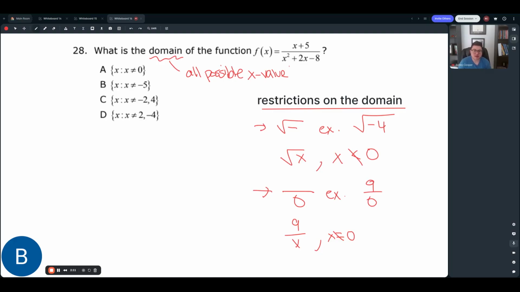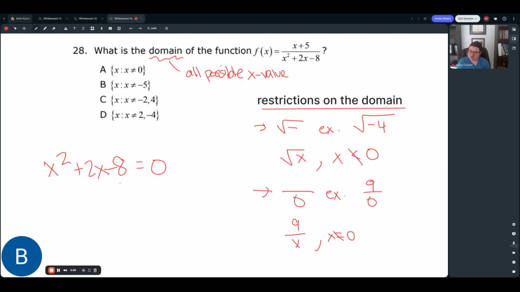So let's look at our problem here. We have x plus 5 over x squared plus 2x minus 8. We don't have any square roots anywhere, but we do have a denominator, and we know that our denominator can't be 0. So let's set our denominator equal to 0. Let's say x squared plus 2x minus 8 equals 0. And if we solve this, it's going to give us the restrictions on our domain.